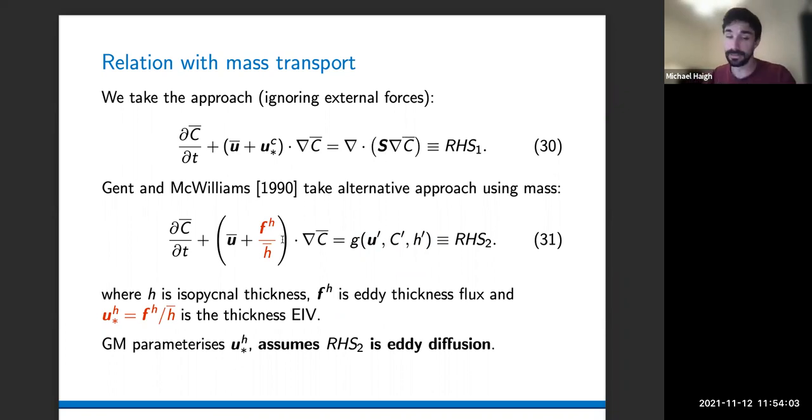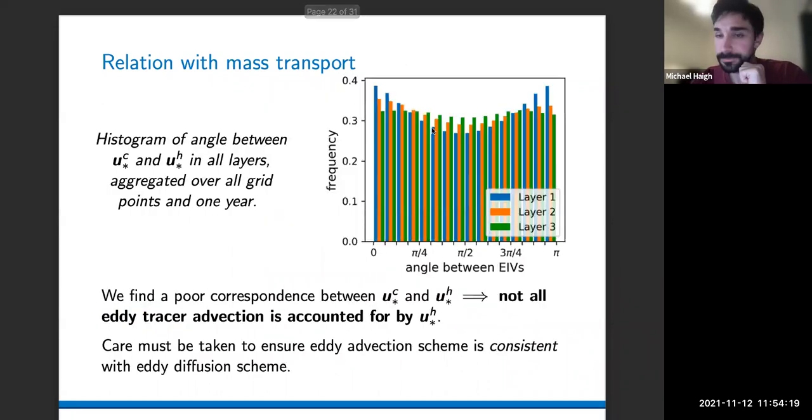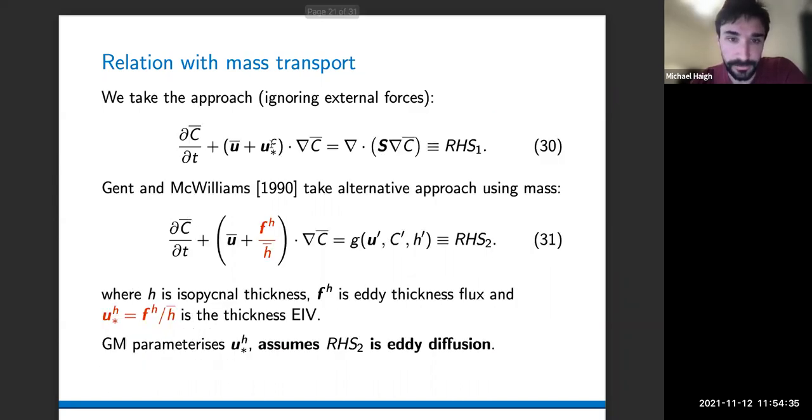If they're not, it might throw a small bit of doubt as to whether or not the Gent-McWilliams eddy-induced velocity indeed parameterizes all advective effects on passive tracers. So here I'm showing another histogram. This time it's a histogram of the angle between the eddy-induced velocity computed from my tracer analysis and the eddy-induced velocity calculated from the mass analysis. So, histograms of the angle, sorry, between this vector and this vector.